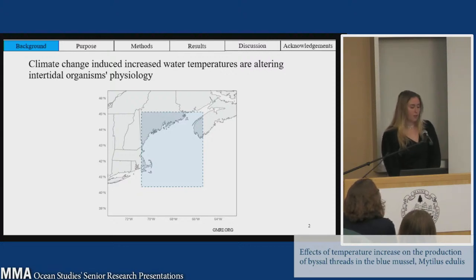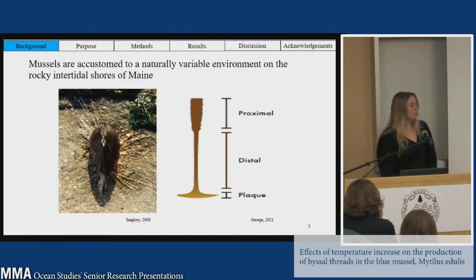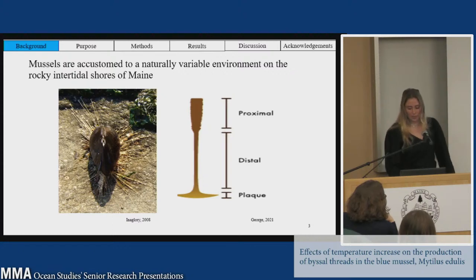Global air temperatures increasing cause water temperatures to increase as well, because water absorbs heat from air. My study was focused on the Gulf of Maine, which you can see in the picture on the screen, which has experienced a much faster warming than any of the other bodies of water in the world. So the blue mussel, Mytilus edulis, is a common intertidal bivalve found here in the Gulf of Maine.